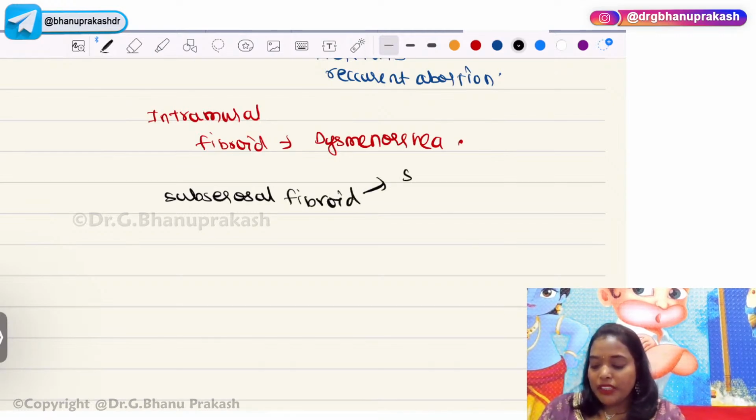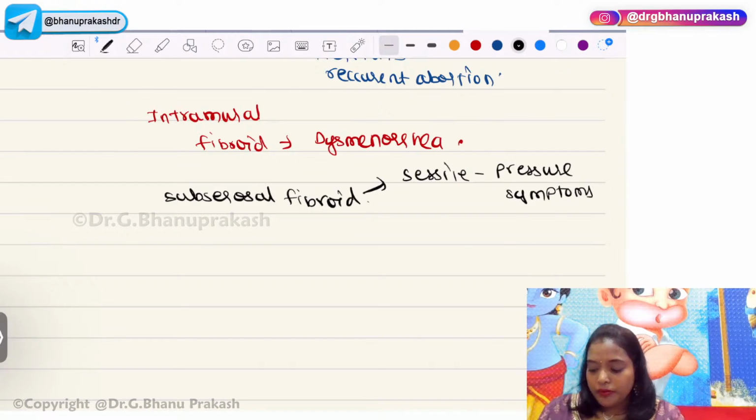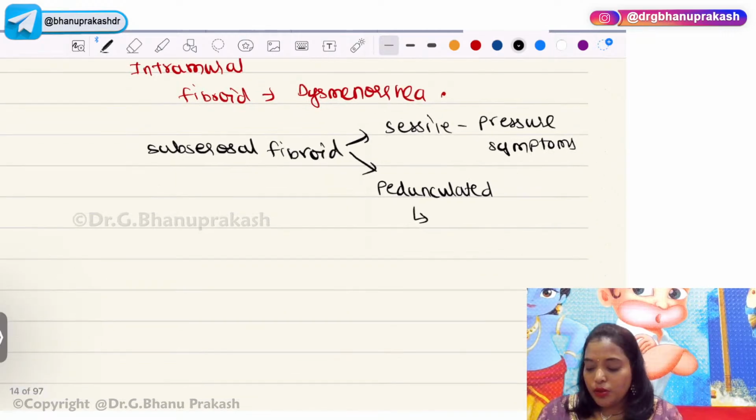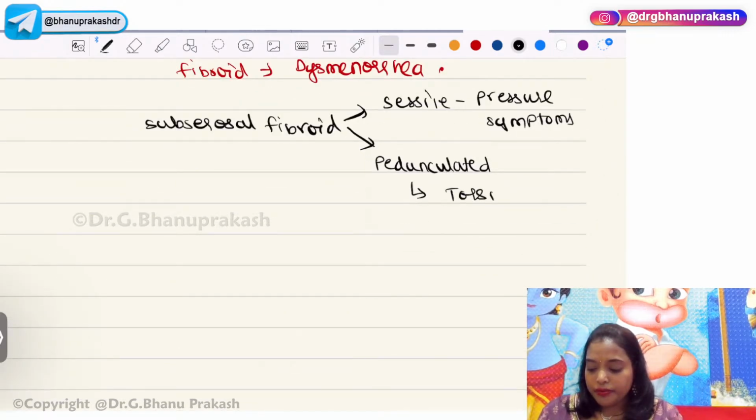Subserosal fibroid, if it is sessile, it causes pressure symptoms. And if it is pedunculated, then it will lead to torsion. So subserosal fibroid, if it is sessile, it will cause pressure symptoms. If it is pedunculated, it can undergo torsion.